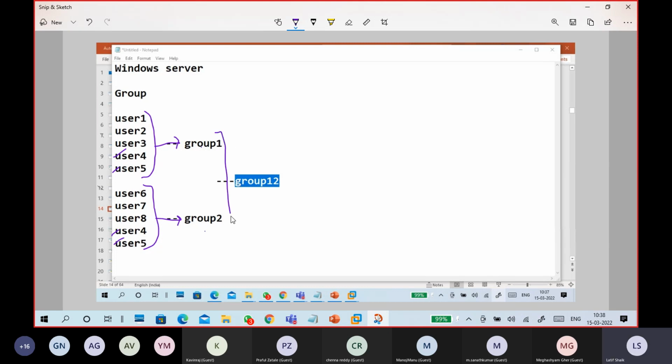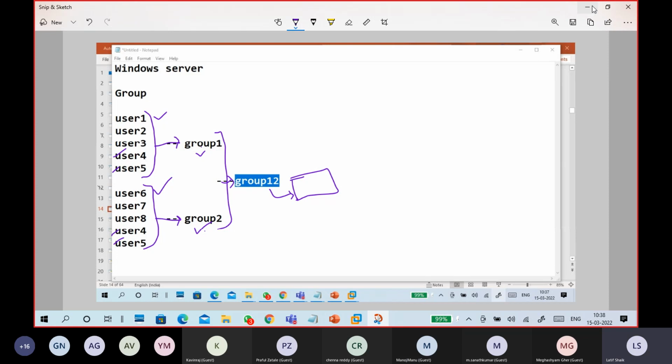For example, if I add these two groups to another group, it means a group can be added to another group. For example, if I give some access permission to this particular group, automatically these two groups will get it. Through this one, these users will get the permission. Understand, guys? Group concept? Yes, sir. Got it, sir.